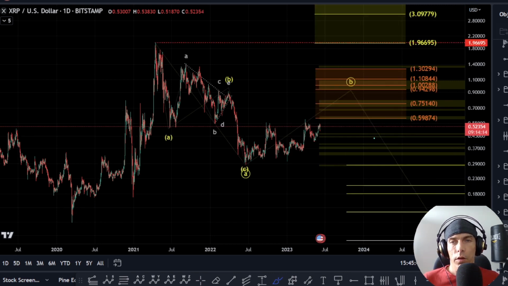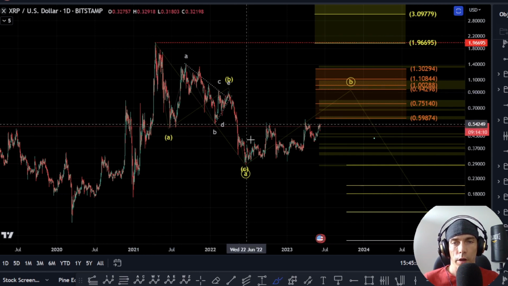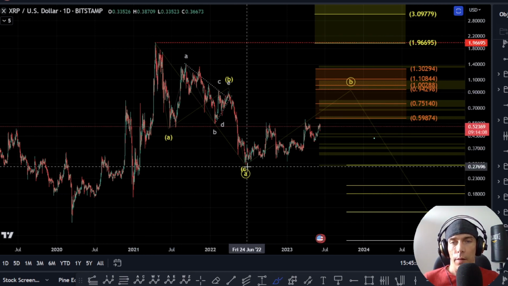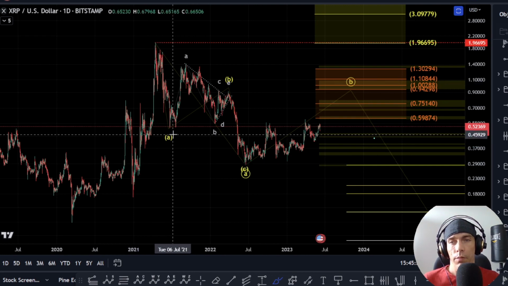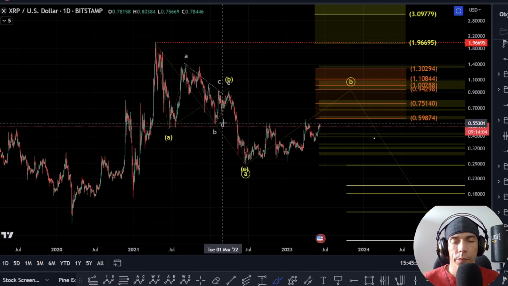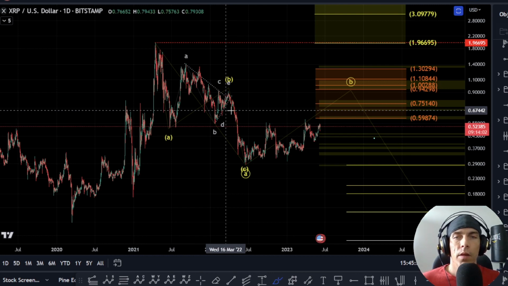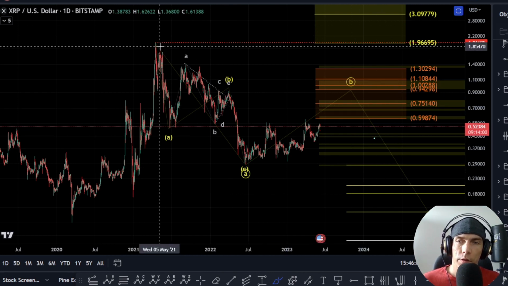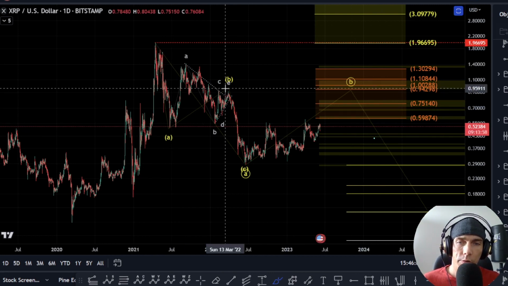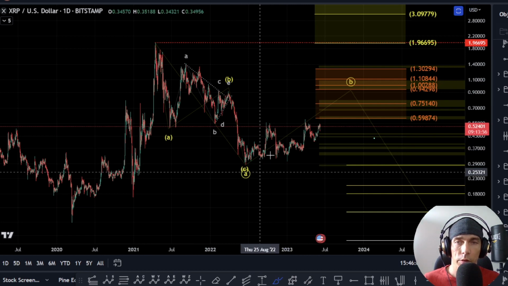So another way we can look at the structure here is rather in this way, where we treat this as an A, this is a triangle, and this as a C wave here. Another way that we could look at this move to the downside is that we have an A wave here, a B wave triangle, and actually have a C wave to the downside.